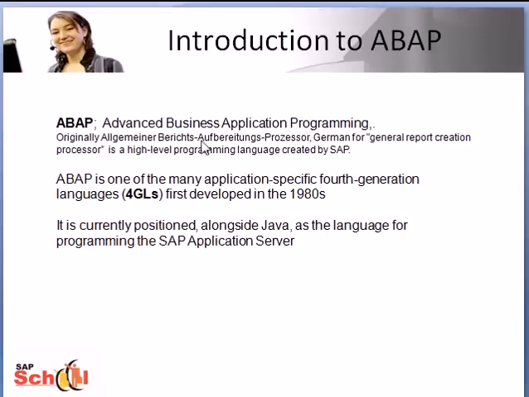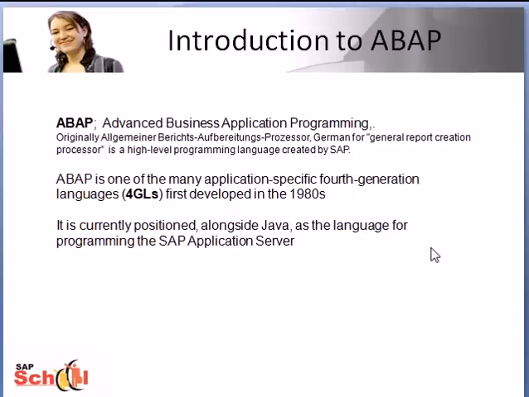It originated in Germany and was originally called in German, but then SAP changed the definition of ABAP to Advanced Business Application Programming for a wider adoption of it. It's a 4GL language, fourth generation language, so you might have heard ABAP being written as ABAP 4. The 4 denotes 4GL, and currently it's positioned along with Java as the main language for SAP application server programming.